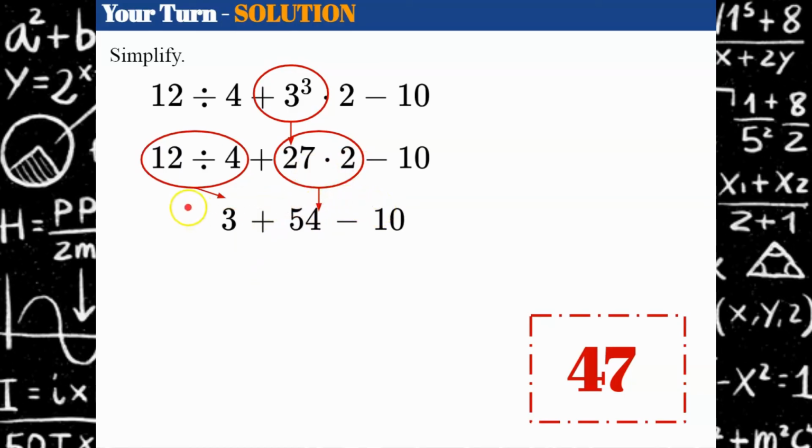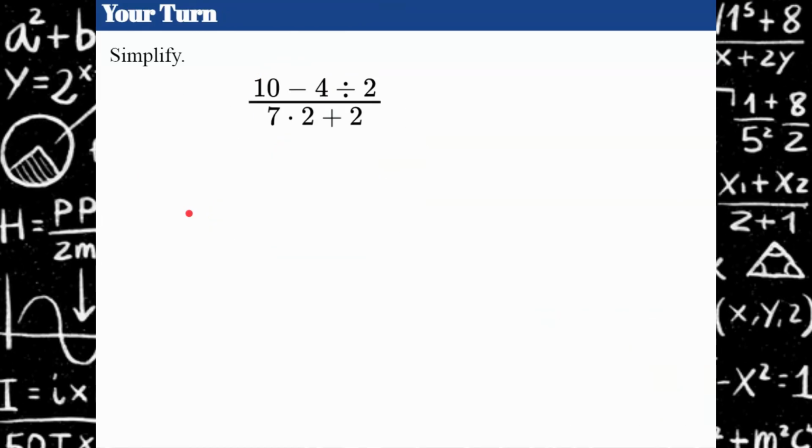So now I'm to the A and the S in PEMDAS, and I'm going to add and subtract in order from left to right. 3 plus 54 is 57. 57 subtract 10 is 47. Your turn. Go ahead and try this one. Come back and hit play when you're ready.